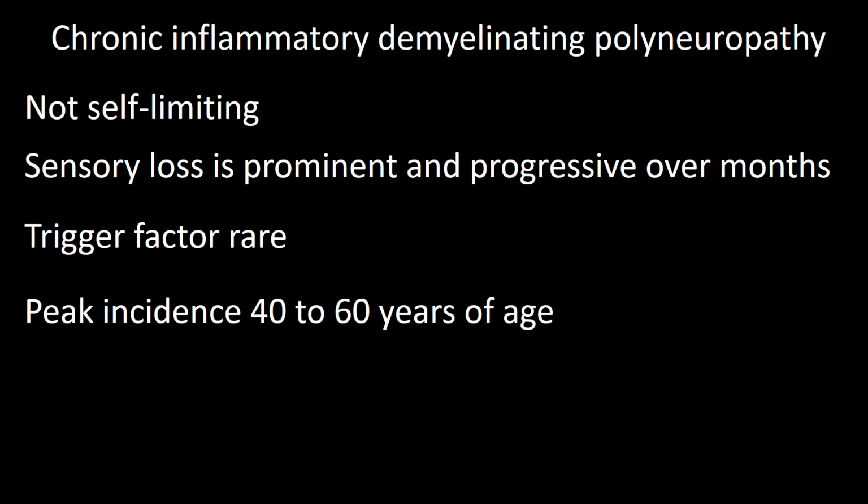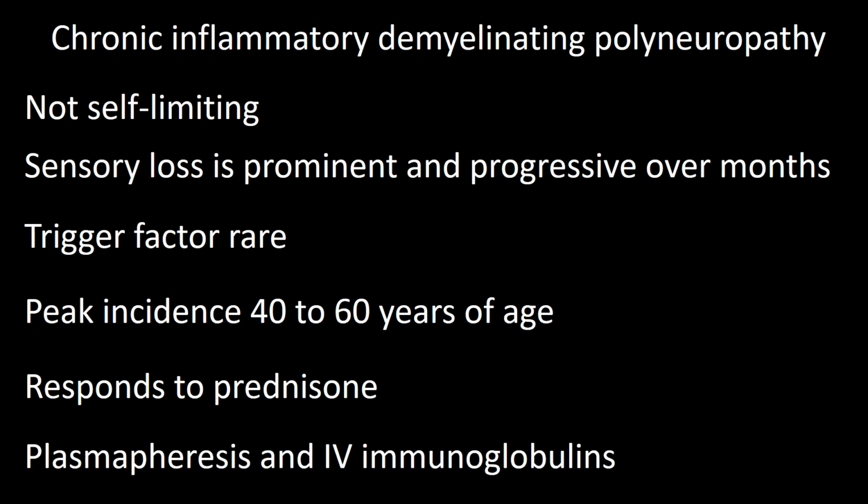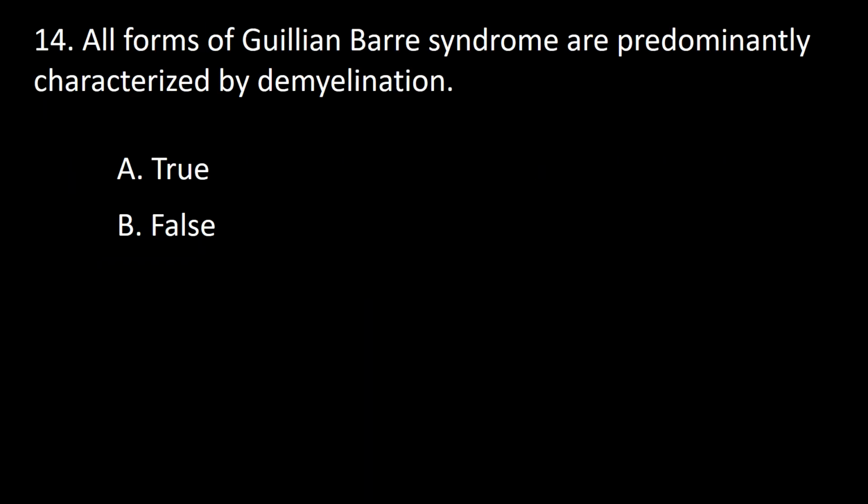Chronic inflammatory demyelinating polyneuropathy is more frequent in older patients than Guillain-Barré syndrome, which is primarily a disease of the young. And also, unlike GBS, this condition, that is chronic inflammatory demyelinating polyneuropathy, responds to prednisone. Plasmapheresis and IV immunoglobulin are also effective in this condition. So the answer to this question is B.